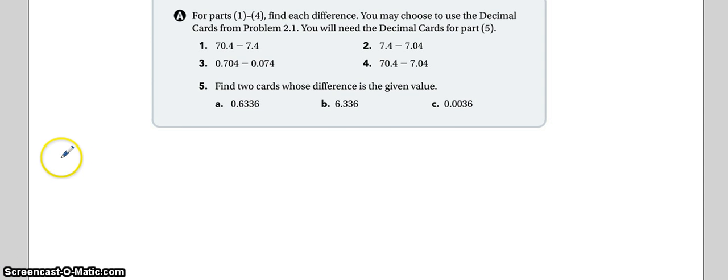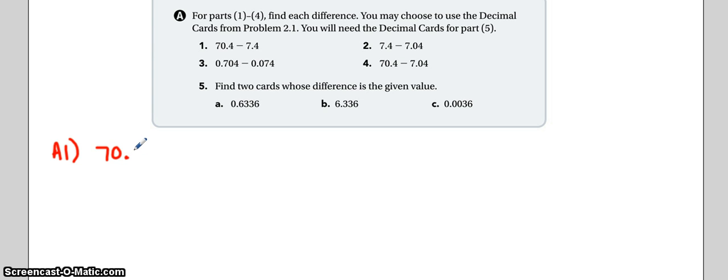Real quickly, we're just going to walk through how to line these up. We're not even going to worry about the directions really. We're just going to walk through these. So for A1, we've got 70. Of course, horizontally, there's nothing wrong with that. It's just kind of hard to see the decimal places side by side. So we're going to line them up vertically, though. So we're going to rewrite the first number.